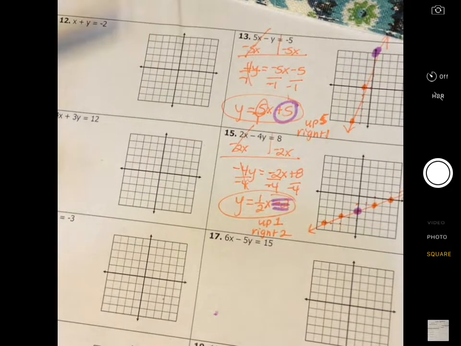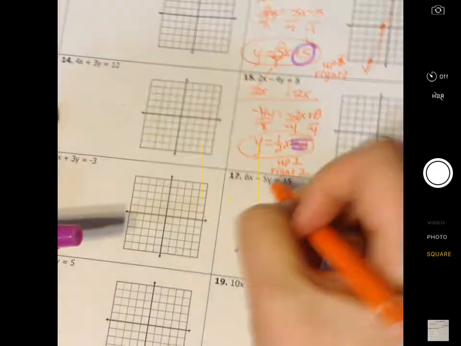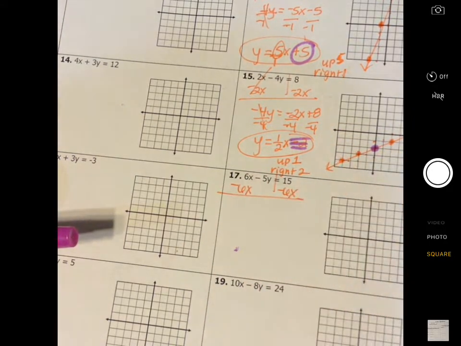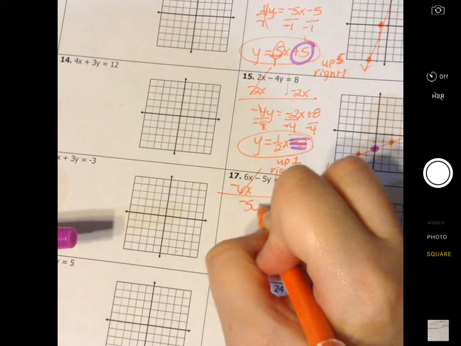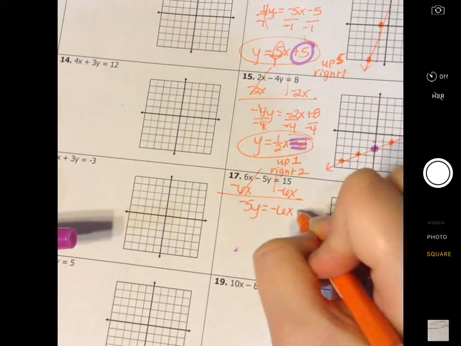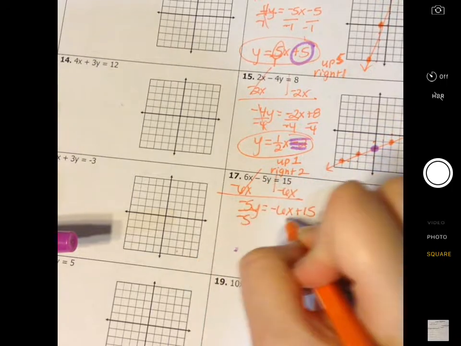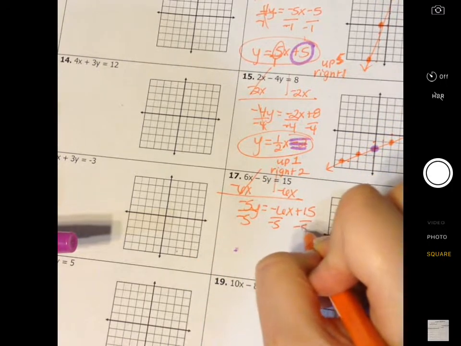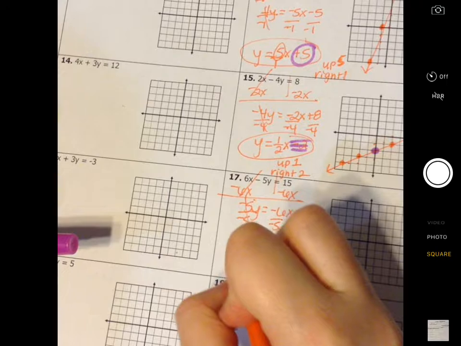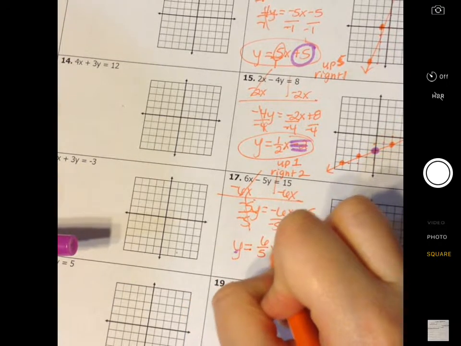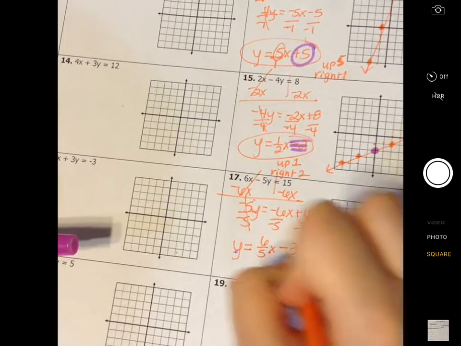All right, here we go. Number 17. Subtract 6x from both sides. Negative 5y equals negative 6x plus 15. I can then divide by a negative 5 all the way through. I'm left with y equals a positive 6/5 x minus 3.